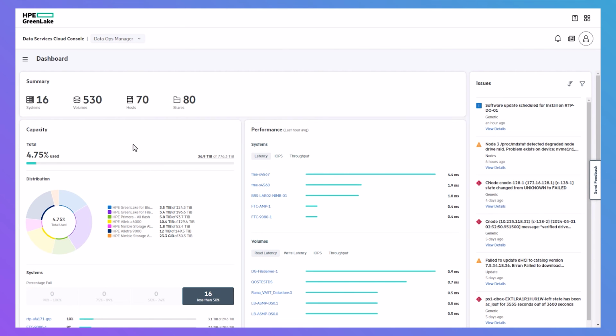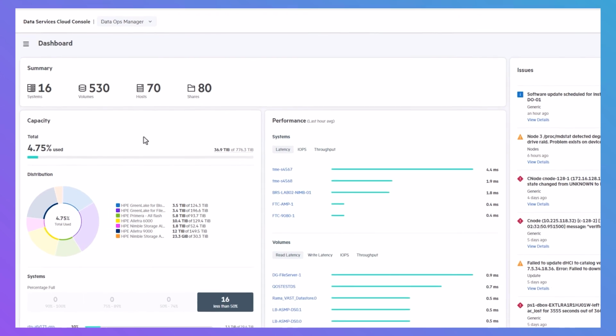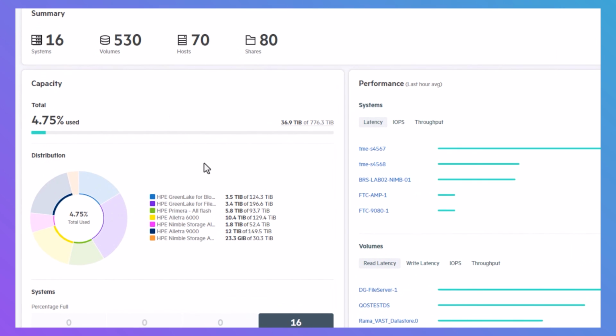Lastly, let me head over to a different workspace where there's a system that needs a software update. But first, I want to point out that the Data Services application is capable of managing many different types of storage. This workspace has not only HPE GreenLake for block storage, but also GreenLake for file, Alletra 6000 and 9000 systems, and even older Primera and Nimble all-flash and adaptive flash arrays.